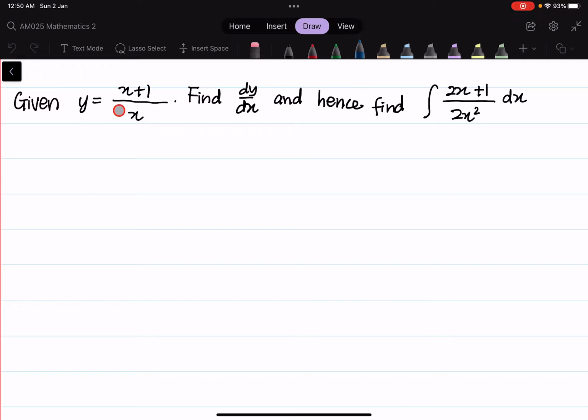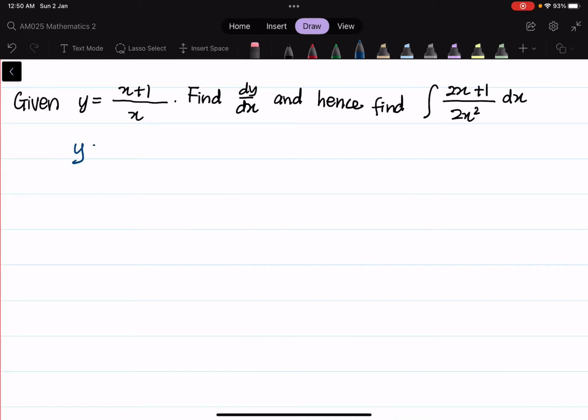Given y equals x plus 1 over x, find dy/dx, and hence find the integration of (2x plus 1) over 2x squared with respect to x. So, to differentiate y equals x plus 1 over x, you may use the quotient rule, but I'm not going to use the quotient rule because we can simplify x plus 1 divided by x first.